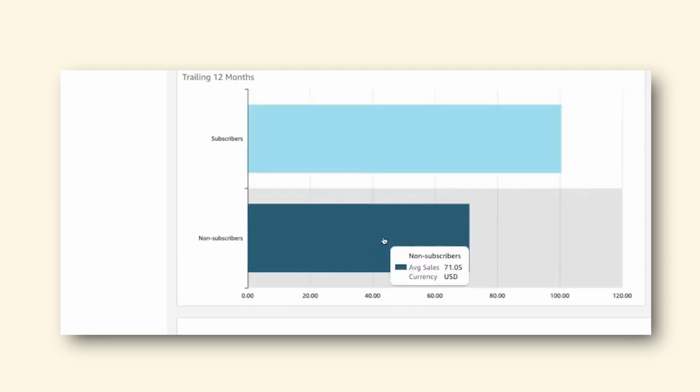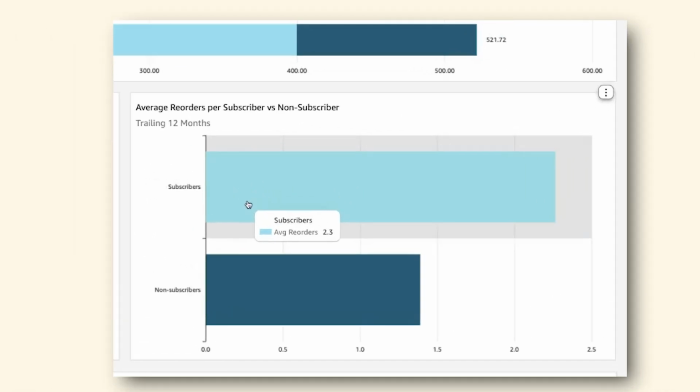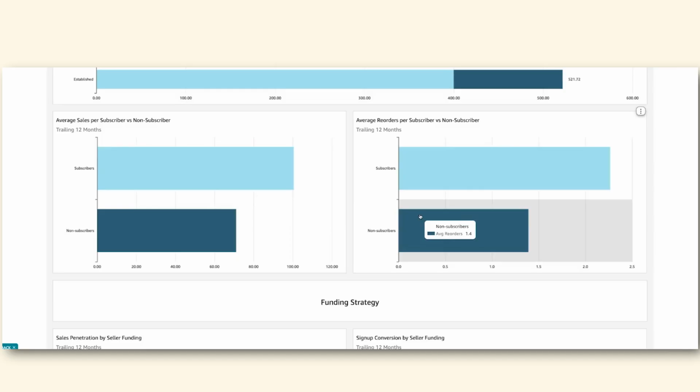Average sales per subscriber versus non-subscriber. Average is 100. Non-subscriber is 70. You can look at the average reorders, 2.5, 2.3 compared to 1.4. So even people that like our product, when we're giving them the subscribe and save option, they're just buying more from us.